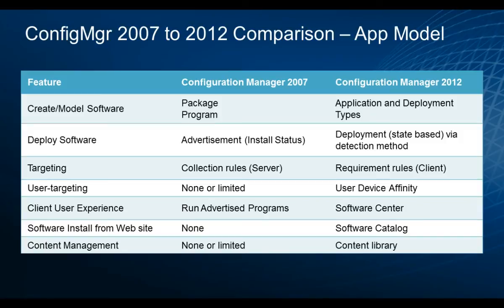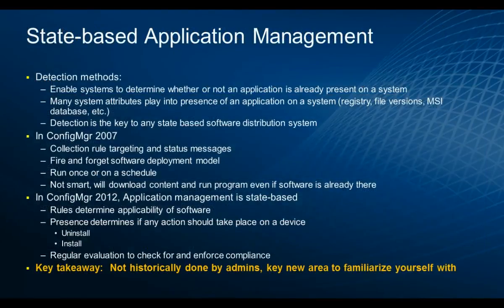In ConfigMgr 2012, we've introduced something called a content library that allows for a significantly improved experience of managing content around the network from things like a replication perspective. So we have something called state-based application management now being used within the application model. And this is something called detection methods, and enabling systems to determine whether or not an app is already on a system or not is incredibly important in improving user experience and ensuring that the application is considered there when in fact it really is there.